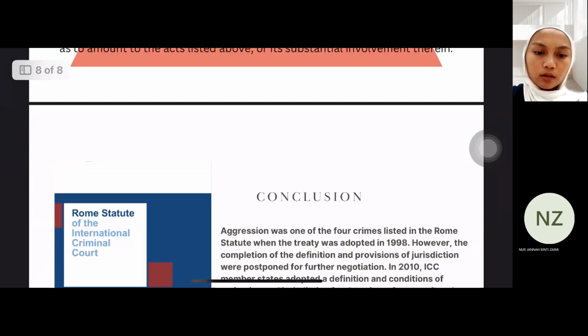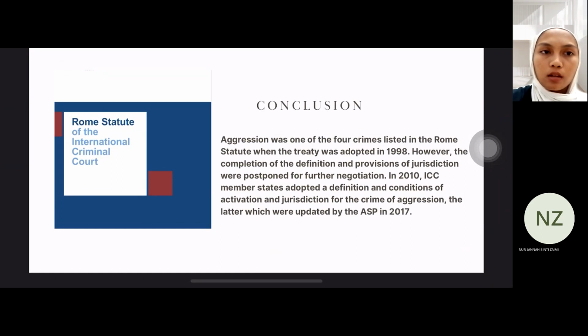Okay, now we're back to the screen and we're finally in the conclusion part. So for the conclusion for these crimes of aggression. Aggression was one of four crimes listed in the Rome Statute when the treaty was adopted in 1998. However, the completion of the definition and provision of jurisdiction were postponed for further negotiation. And in 2010, the ICC, the International Criminal Court member states adopted the definition and conditions of execution and jurisdiction for the crime of aggression. The latter was updated by the ASP in 2017.